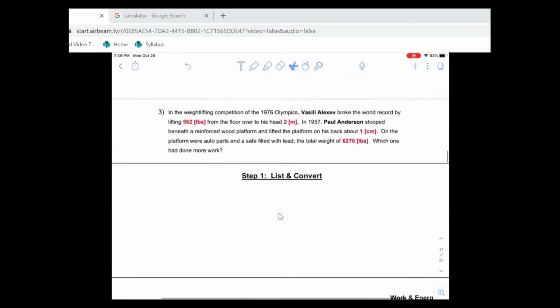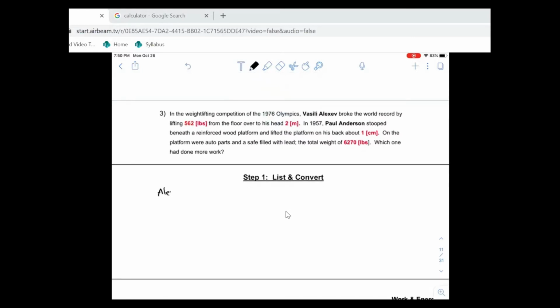Okay, guys, evidently this problem is slightly made up. Okay, so this Alexev guy is lifting 562 pounds. So that one is accurate. Over 2 meters, that's also accurate. Paul Anderson is not lifting 6,270 pounds. It's more like 2,400 pounds. But let's go with these numbers. Okay, so what do we know? I'm going to have the Russian on the left. And I'm going to have the American on the right.